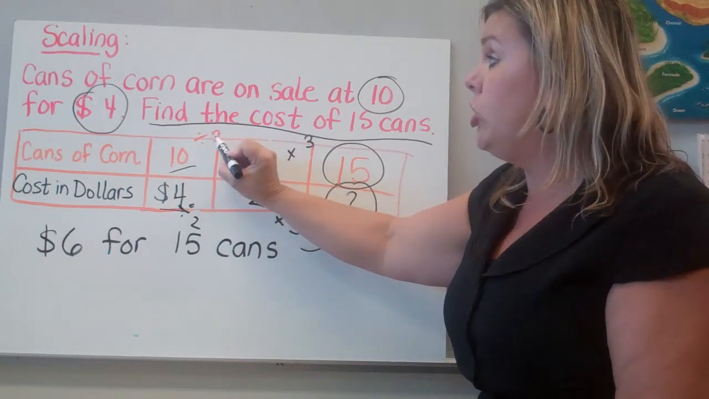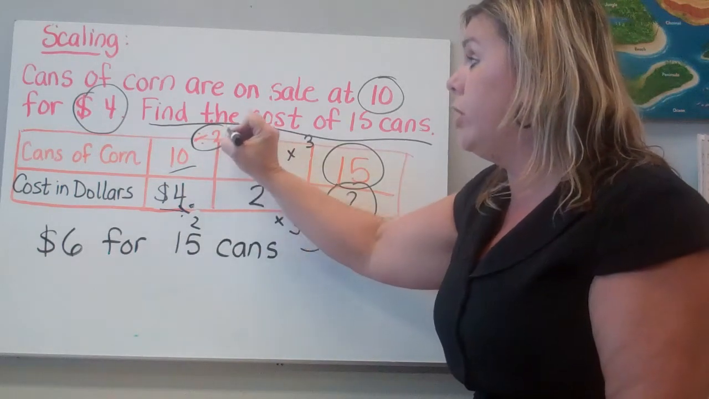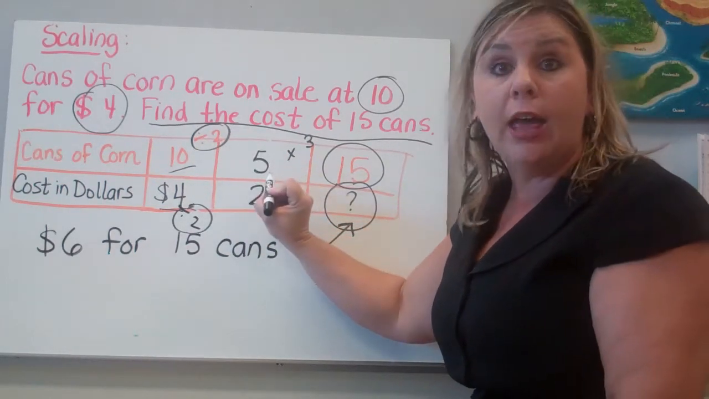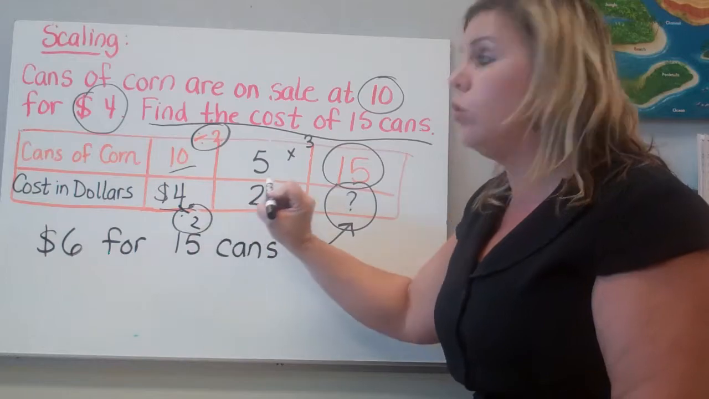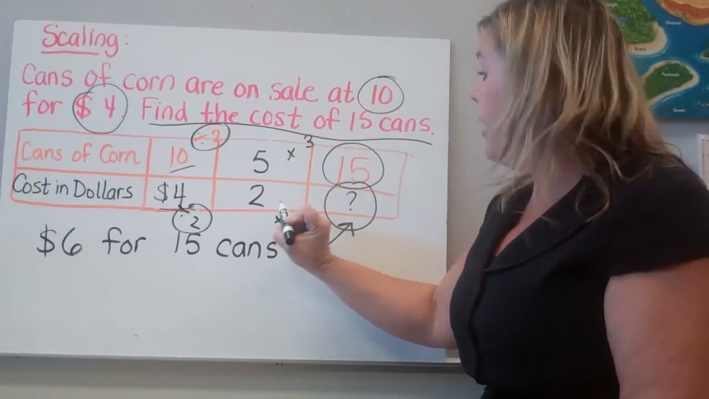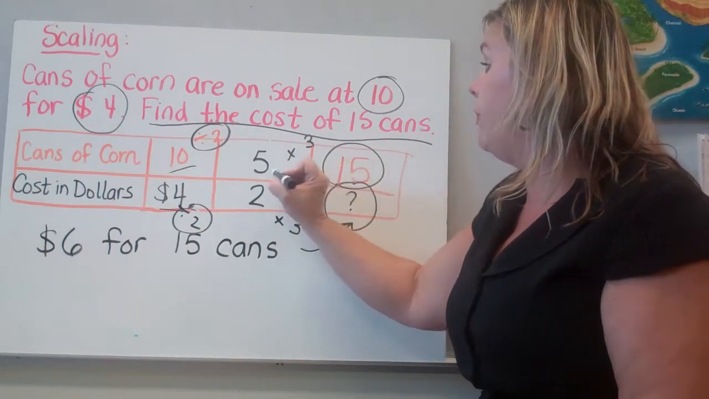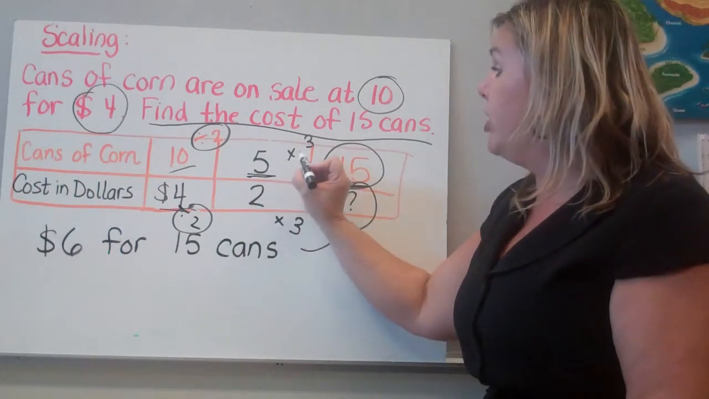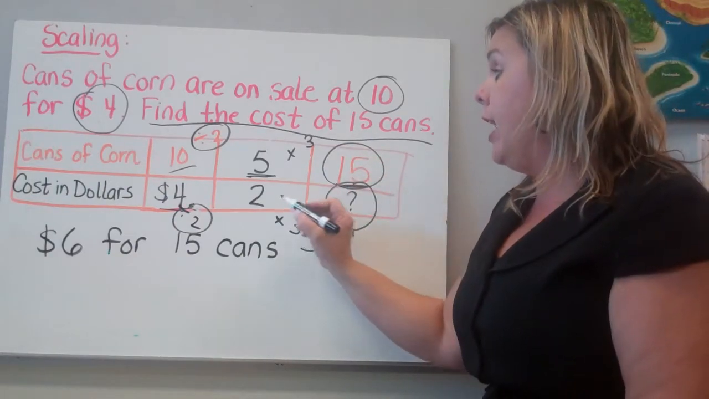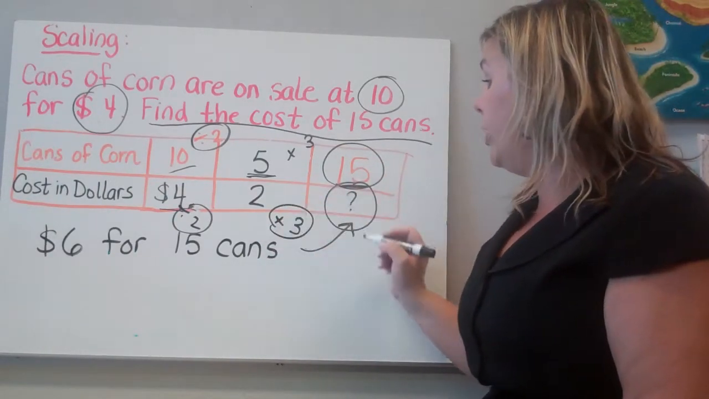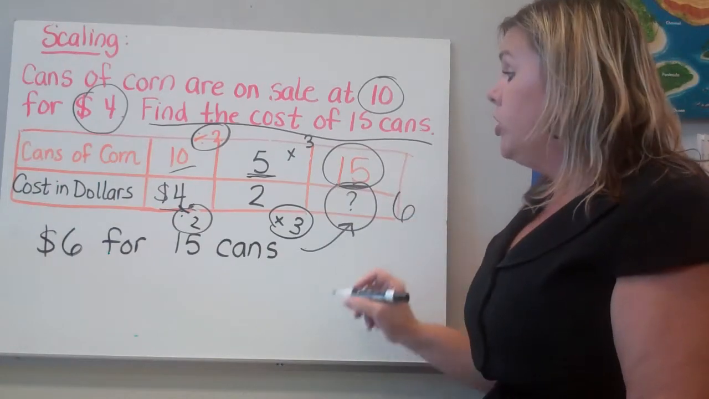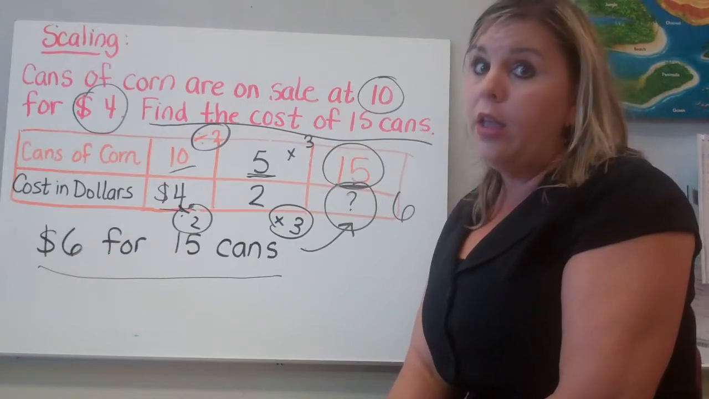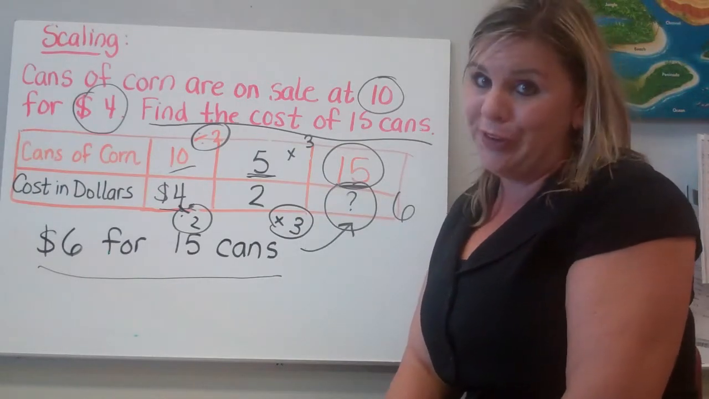Now we can divide by 2 here, and of course whatever we do on top, we have to do on bottom. So 10 divided by 2 equals 5. And 4 divided by 2 equals 2. Now I need to look at the relationship between 5 and 15. Well, I know that 5 times 3 is 15, and I can say 2 times 3 is 6. So we would need $6 to buy 15 cans of corn.